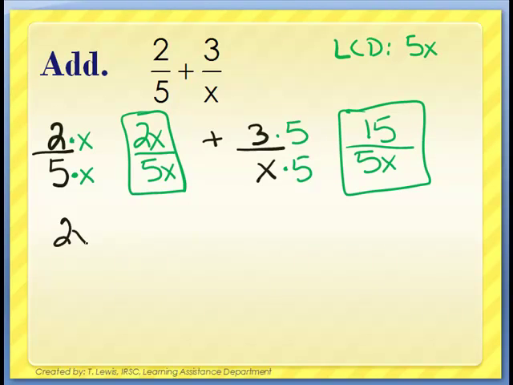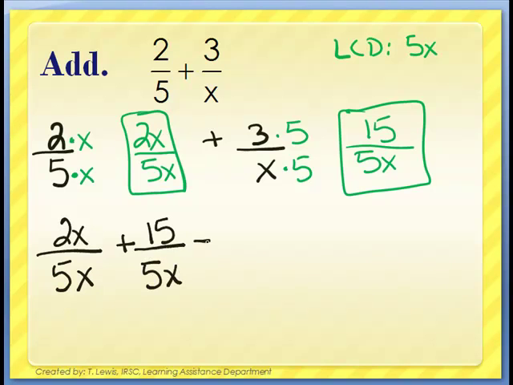So we have here 2x over 5x, 15 over 5x. Common denominator is 5x. Bringing together your numerators, 2x and 15, we're adding those. And as we look at the numerator, 2x plus 15, they are not like terms, so we cannot add those together. We have a variable term and a constant term. They would never be like. So our solution, our answer, 2x plus 15 over 5x.